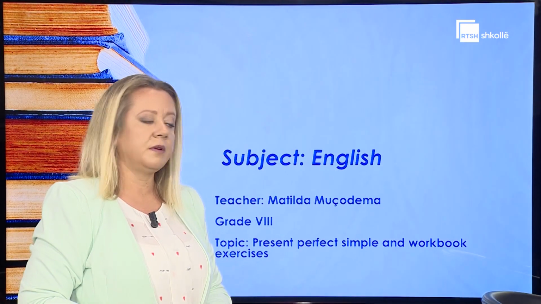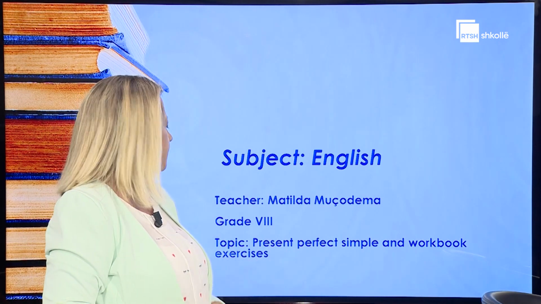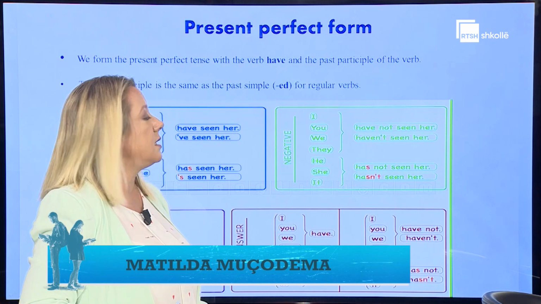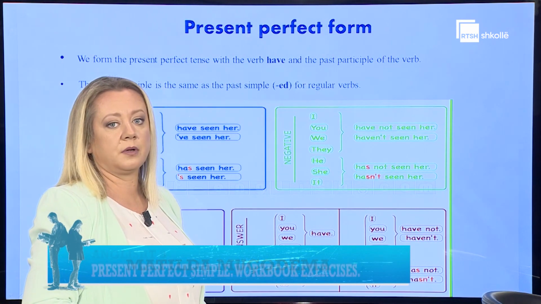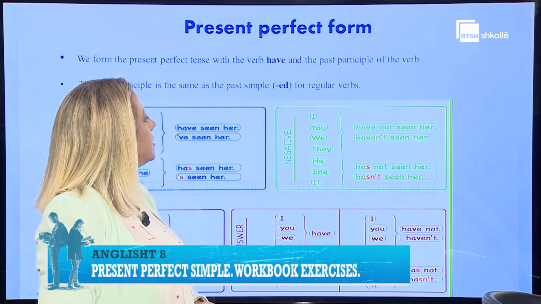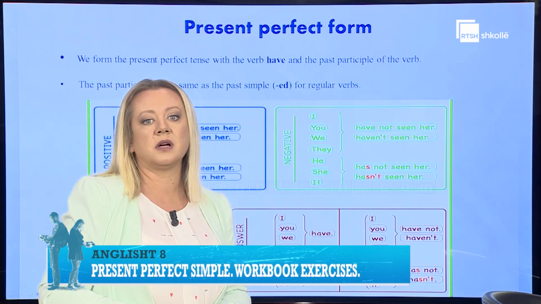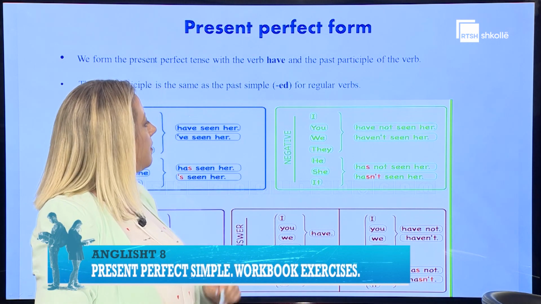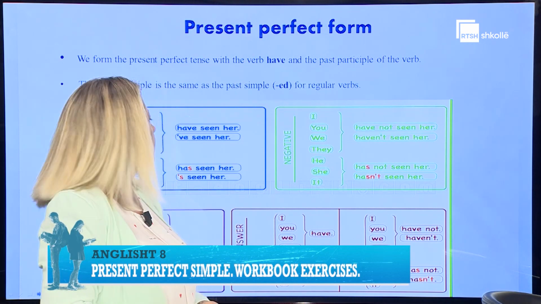Hello, the topic for today is present perfect simple and some workbook exercises. First of all, let's see how to form the present perfect simple. We form this tense with the auxiliary verb have and the past participle of the verb. For regular verbs, the past participle is the same as the past simple.